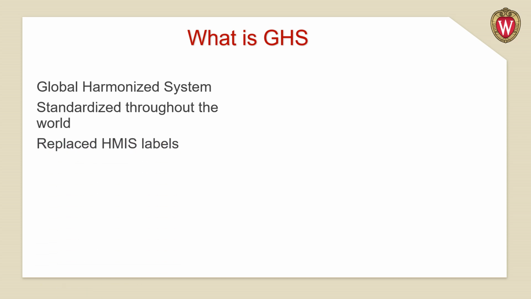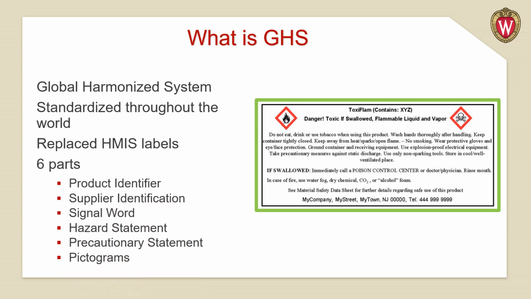These new labels replace older HMIS labels. A GHS label has 6 required parts. They are as follows: product identifier, supplier identification, signal word, hazard statement, precautionary statement, and pictograms.